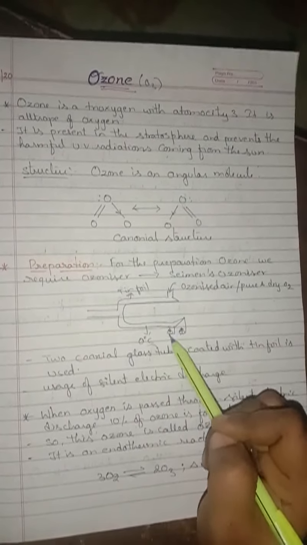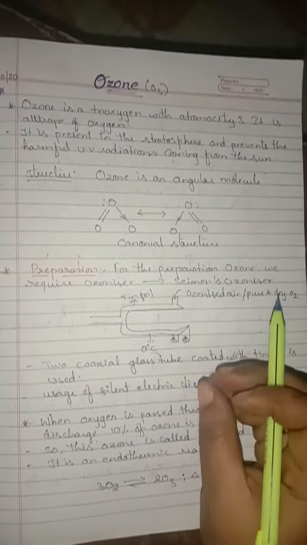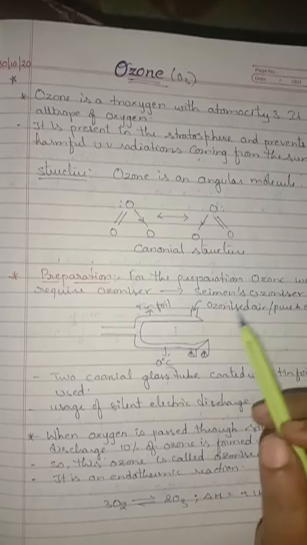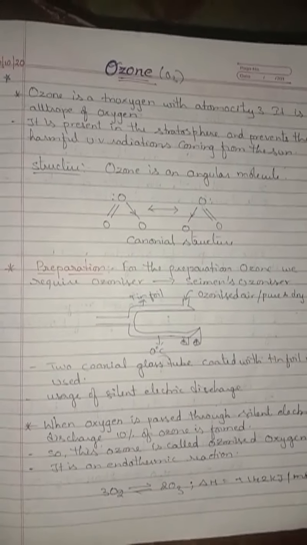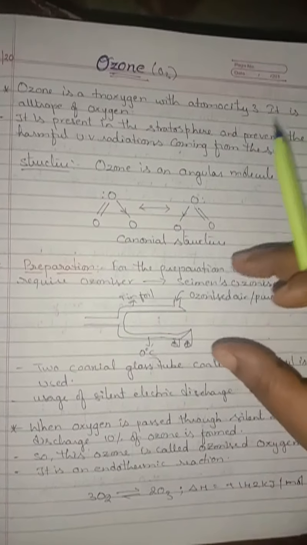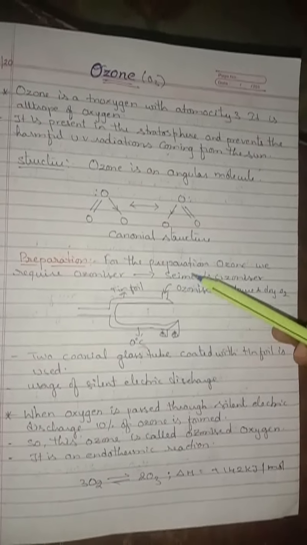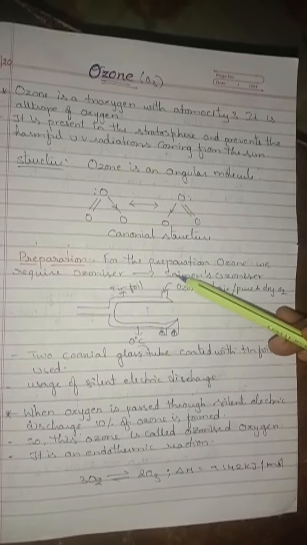Clear? Here there is a connection which should be connected to an electrical discharge. We should use a silent electrical discharge in this process. What happens in this process, we are going to see now. We have taken two coaxial glass tubes. When oxygen is passed through a silent electrical discharge, 10% of ozone is formed.